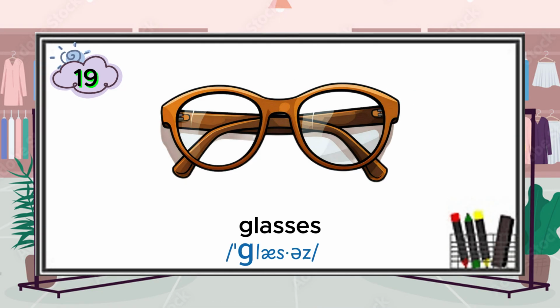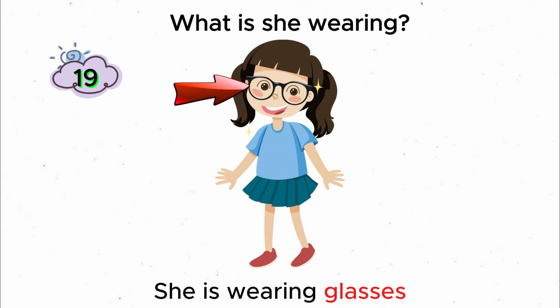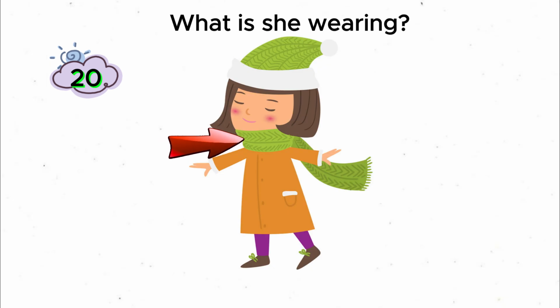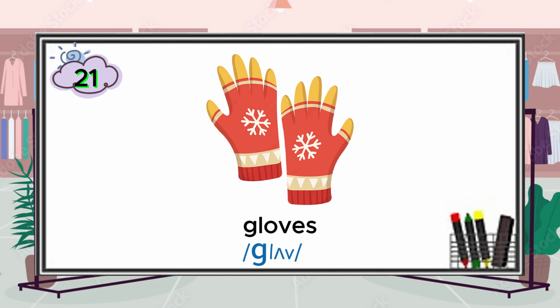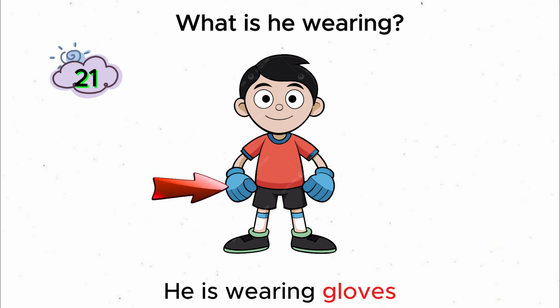Glasses. What is she wearing? She's wearing glasses. Scarf. What is she wearing? She is wearing a scarf. Gloves. What is he wearing? He is wearing gloves.